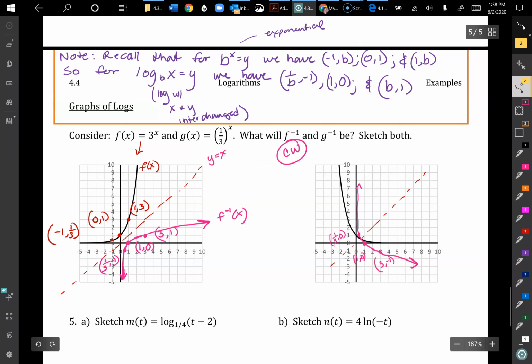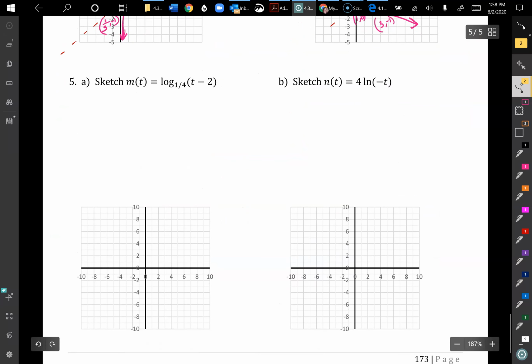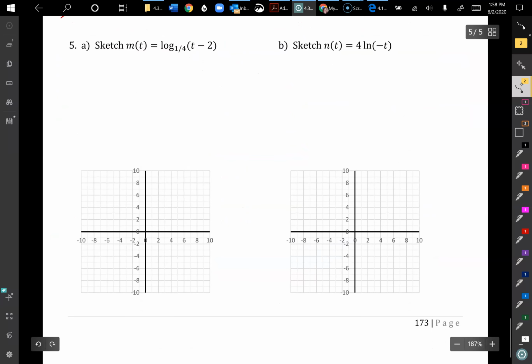Now these last two are things that we're going to use transformations for. So let's take a look here. We have: sketch m of t equals log base 1/4 of t minus 2. So we're going to want to get the parent down there using those key points.